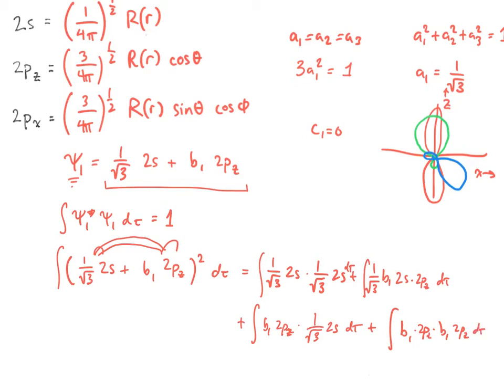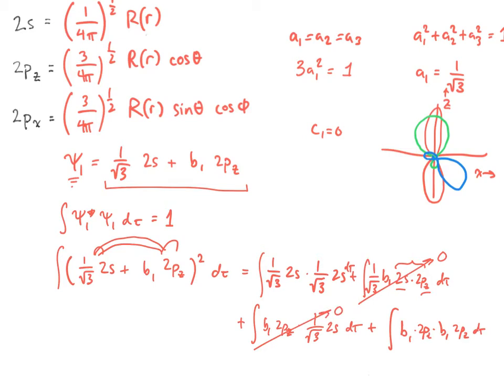Okay, so the next step is to realize that in this integral right here, I'm integrating over all of space of these two orbitals times each other. But remember, these are orthogonal. So that means this integral is just going to equal 0. And the same is going to be true of this one right here. That one's just going to equal 0.